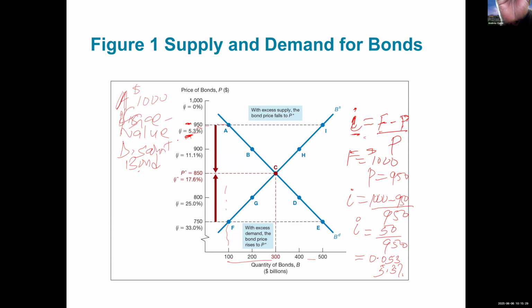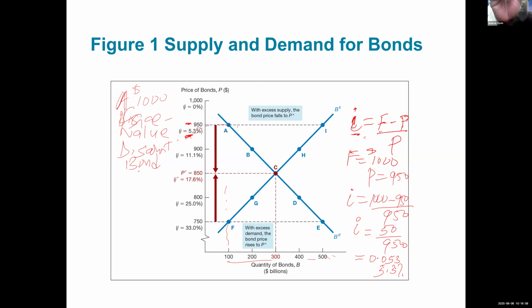But at the price of $950, if the interest rate is low at 5.3%, that benefits people who are borrowing money. Because the supply curve, remember, represents what? Borrowing. So you can see that at a price of $950 or a low interest rate of 5.3%, you draw a line across, you're going to touch the supply curve at point I here. And you read the quantity down here. So $500 billion worth of bonds will be supplied.